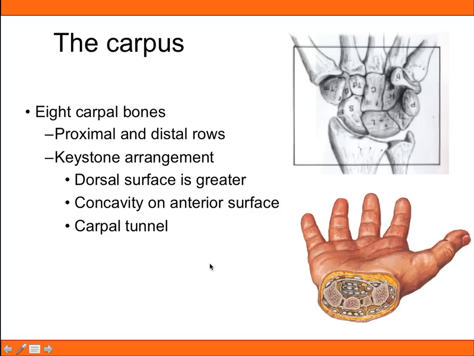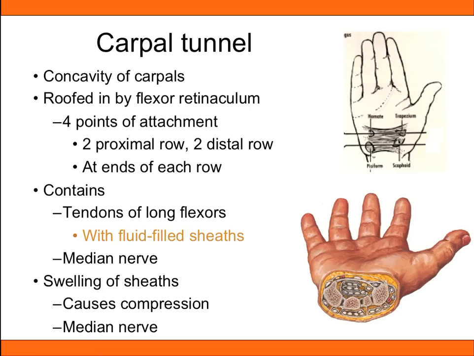So let's have a look at the carpal tunnel now. This is roofed in by the flexor retinaculum. We've got 4 points of attachment. We've got 2 lateral, one at the proximal and one at the distal row, and then we've got 2 medial, one at the proximal and one at the distal, so at the ends of each row. And then you can see in here we've got all these tendons of the long flexors, and these are going to have tendinous synovial sheaths around them.